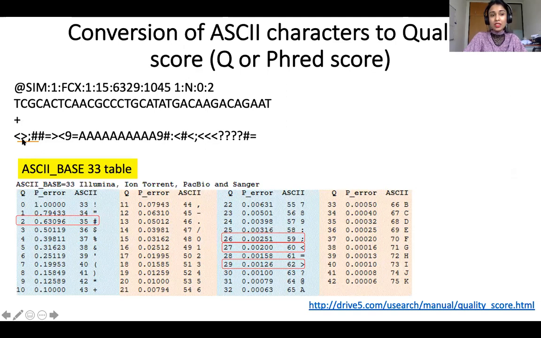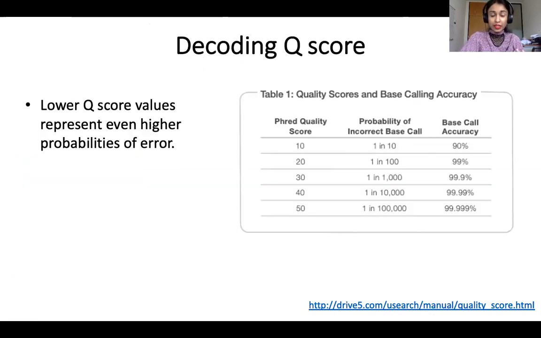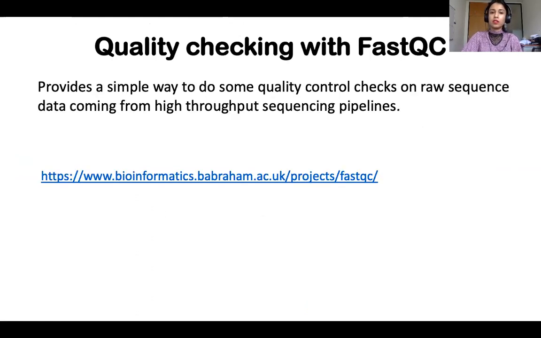Going back to this, when you decode what each ASCII character means, you know how accurate it is at each base position. For instance, at the fourth nucleotide and the fifth nucleotide, the quality score is only 2, which means it's less than 90% accuracy at these two spots, C and A. So this is how you decode the data that you get from your sequencing output.